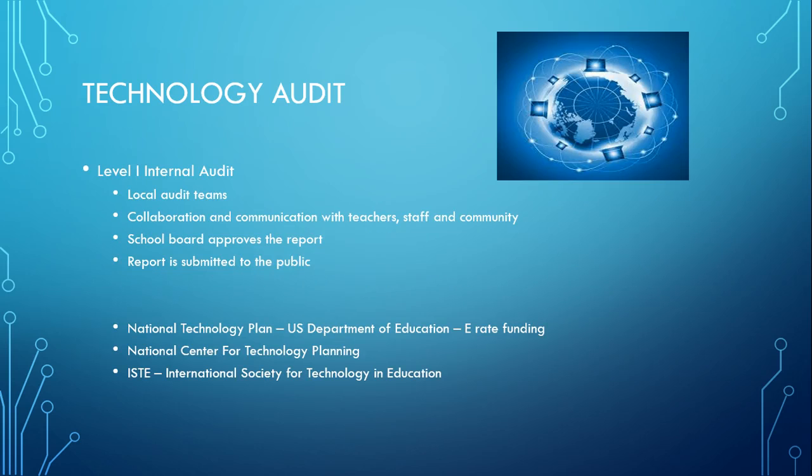For a technology audit to be completed, we first need to look and see what kind of audit we completed in our district, and we completed a level 1 audit. There are actually 3 levels in audit, so we completed a level 1 audit. It's an internal audit because it was done inside with the stakeholders of our district. It was utilized by creating local audit teams, and those teams are comprised of teachers and staff and community members. And in the level 1 audit, after that's completed, the results are presented to the school board, and then ultimately that report, if you so choose, will be submitted to the public.